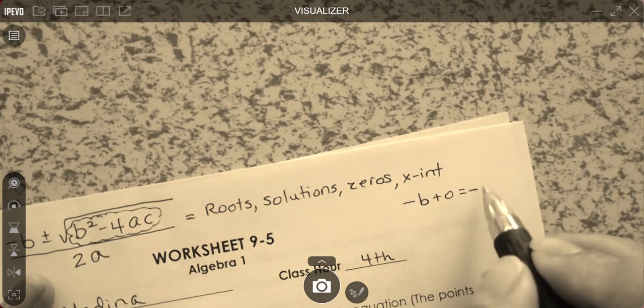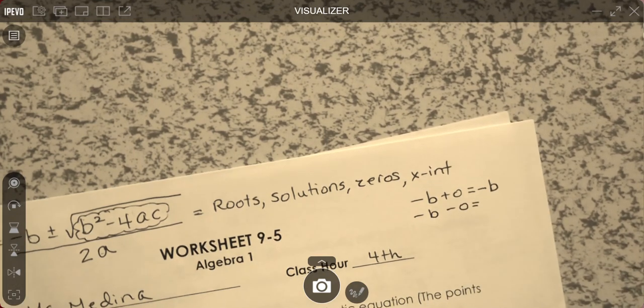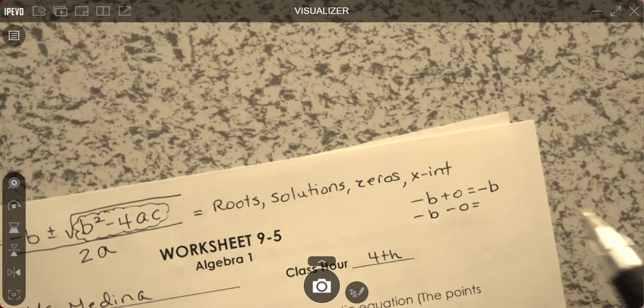It's not b. Get off your phone. What's negative b minus 0? It is not b.